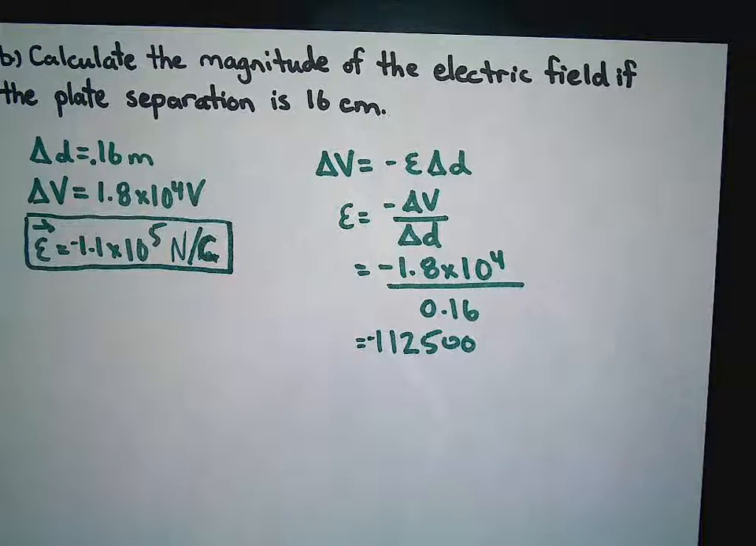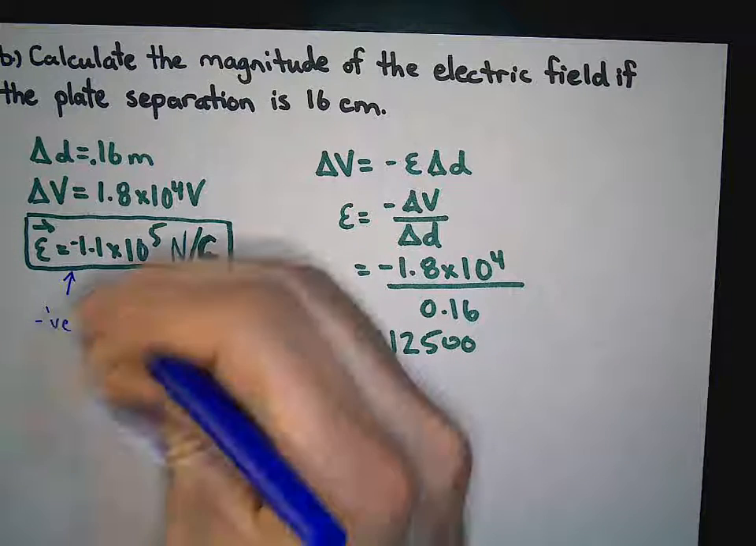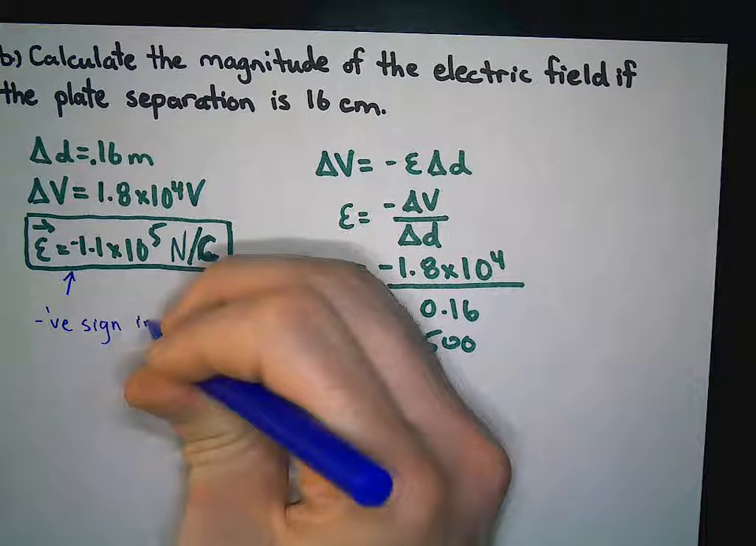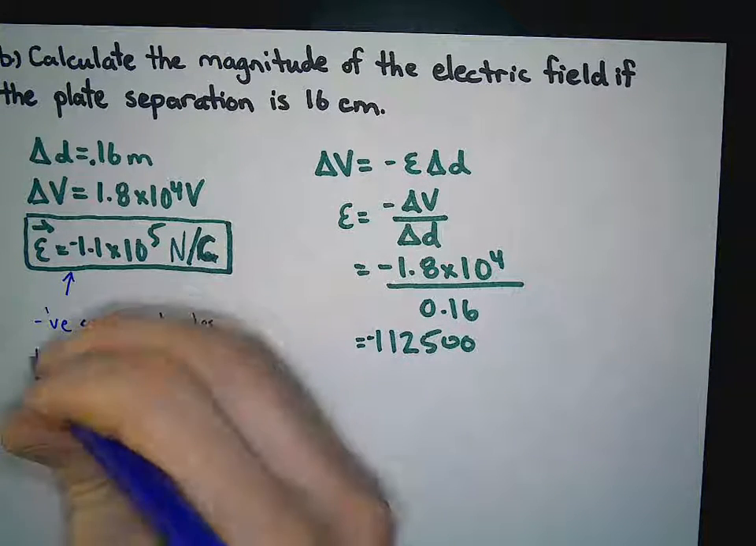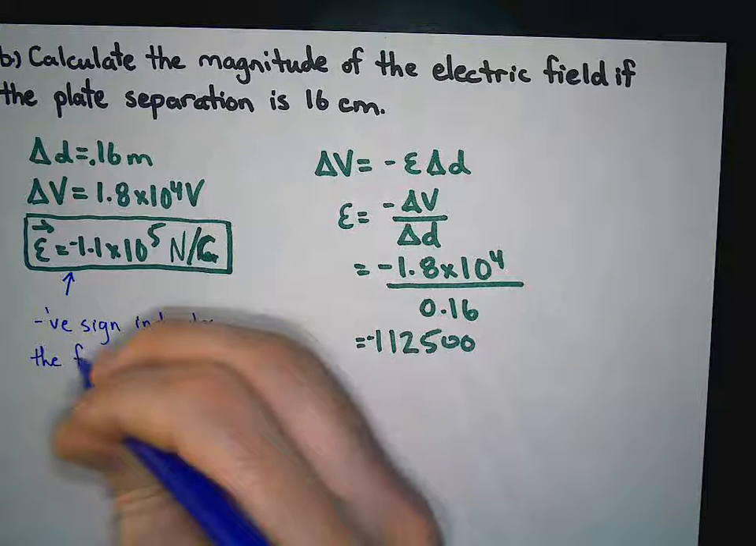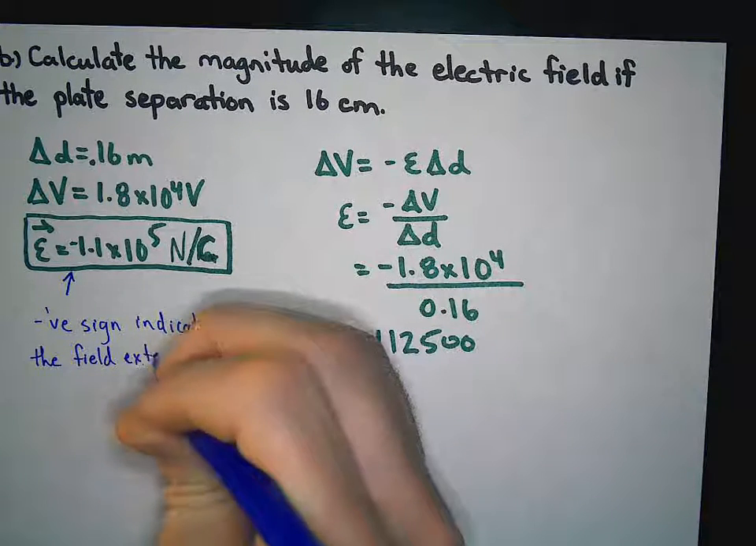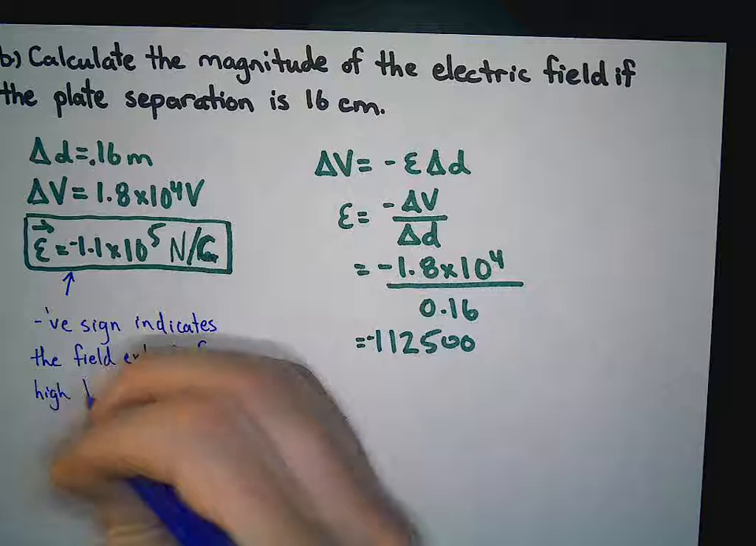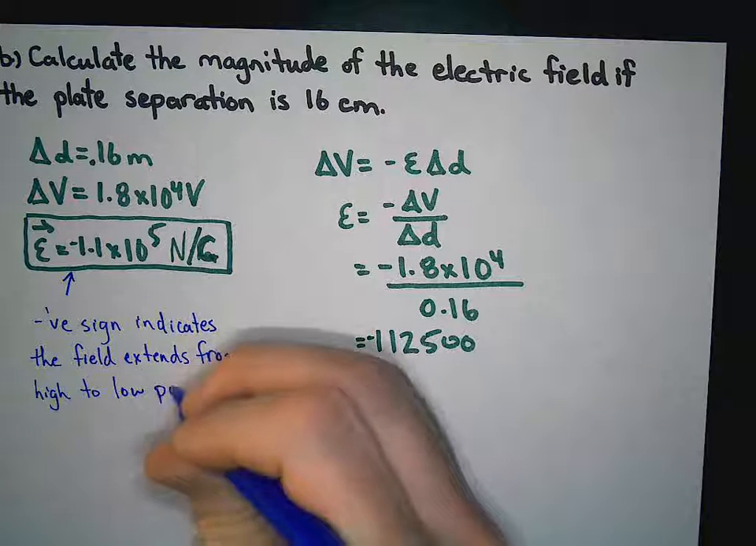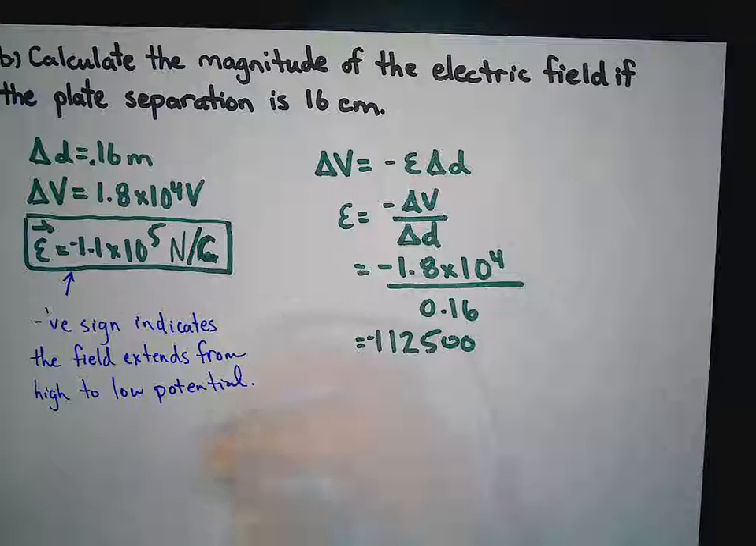And what does this negative sign tell us? The negative sign tells us in this case that the field extends from a high potential to a low potential. I hope both those examples are pretty clear and that for the most part it does make sense.